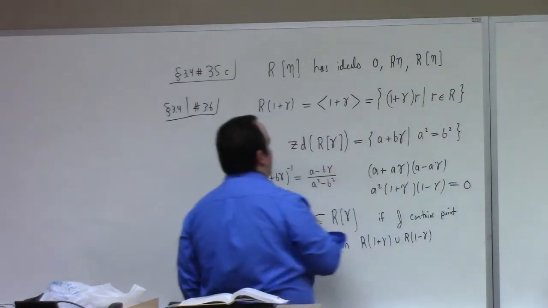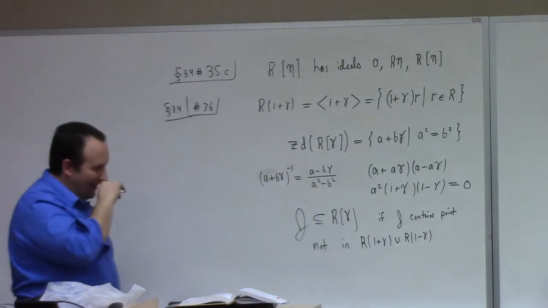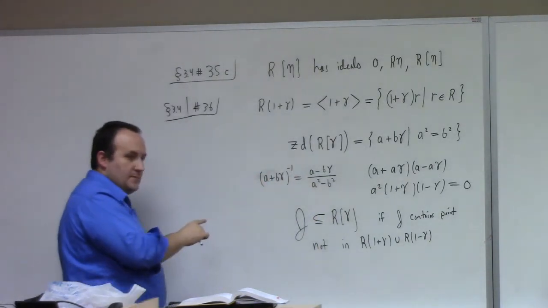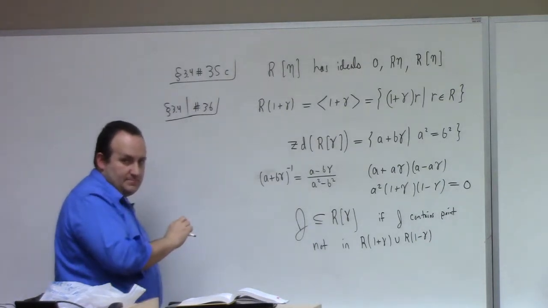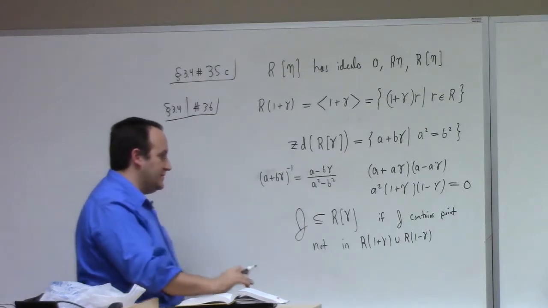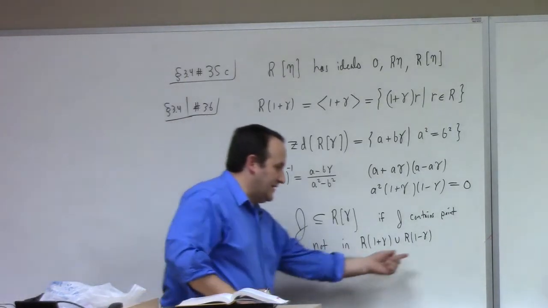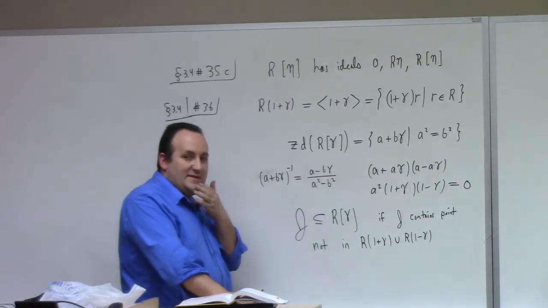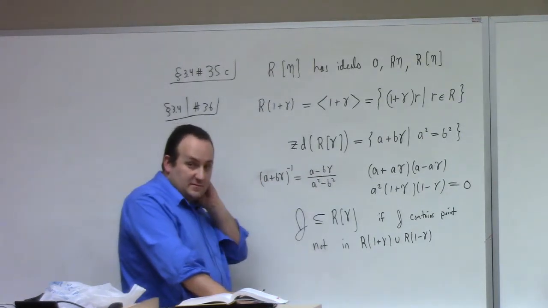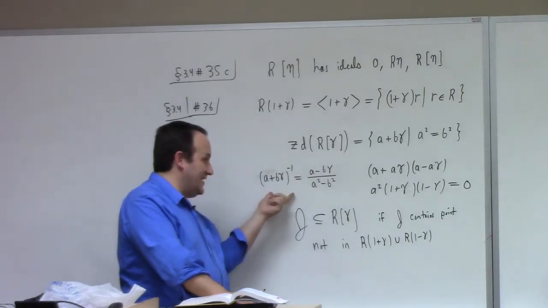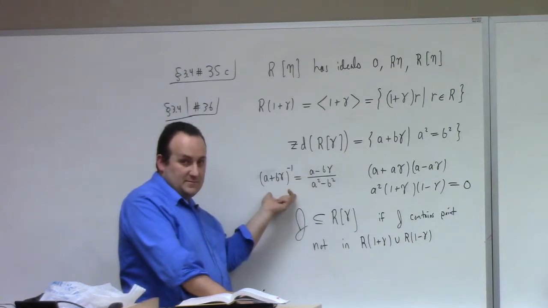Oh, no, that was from a previous problem. Okay, good. The point is, if you take any other ideal, if it's another ideal which is not one of these guys, that means it contains a point outside of those guys. But that means it has a unit. But any ideal which has a unit is the whole thing.